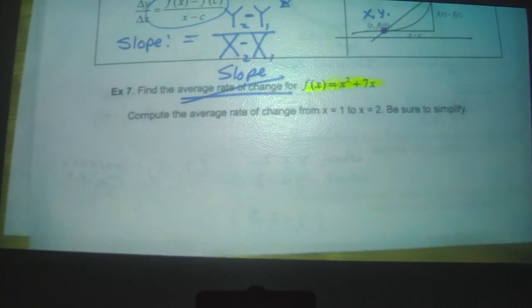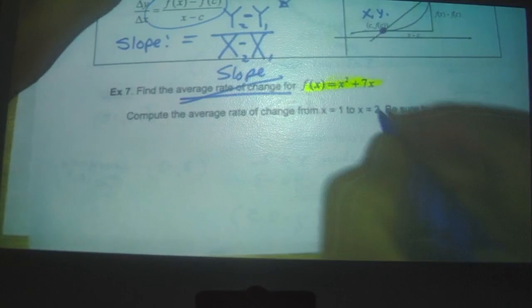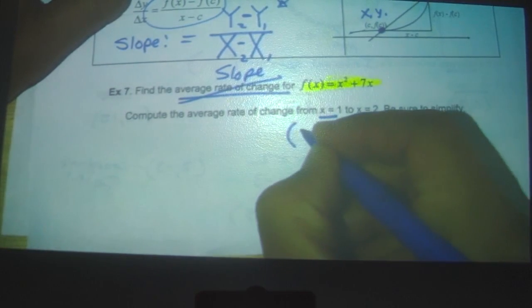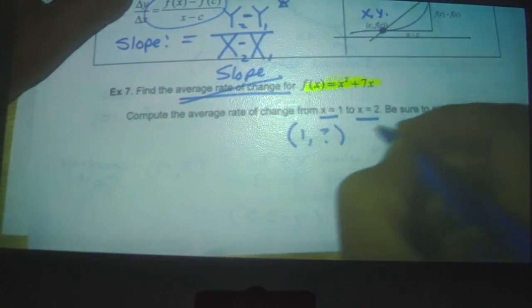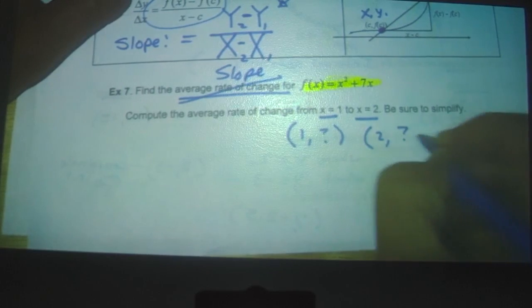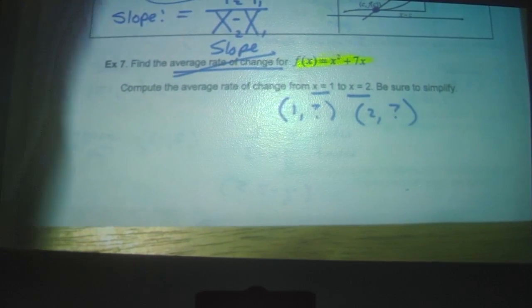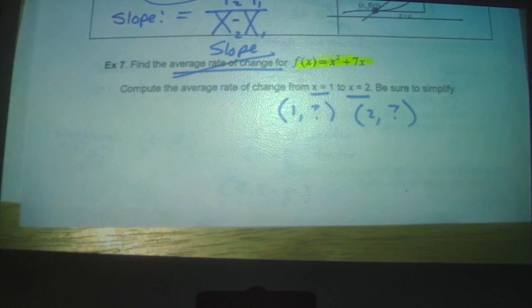I've got x squared plus 7x. They want you to compute the average rate of change from x equals 1 to 2. Well, what they're saying is they want the slope from 1 comma something to 2 comma something. So they're giving us the x values, and they're not blatantly saying what the y values are. If they gave us the x's and the y's, then slope is really easy.